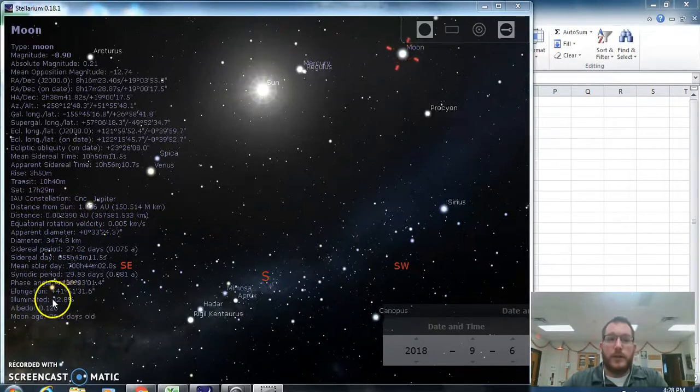The illuminated percentage will help out with trying to figure out what kind of phase it is. Thinking about it, if it's half illuminated, then that's going to be a quarter phase. If it's less than half, a crescent. If it's more than half, then it would be a gibbous phase. So that's kind of how that's set up.